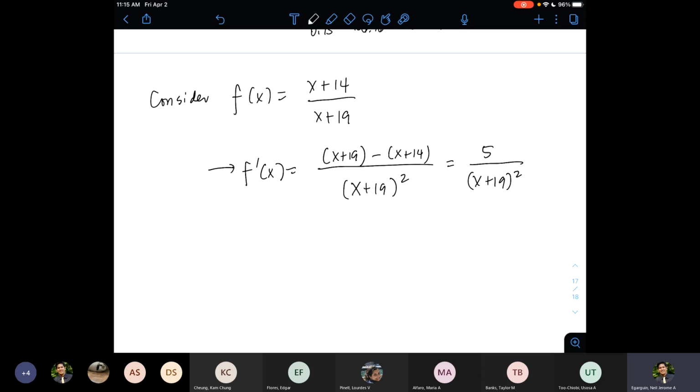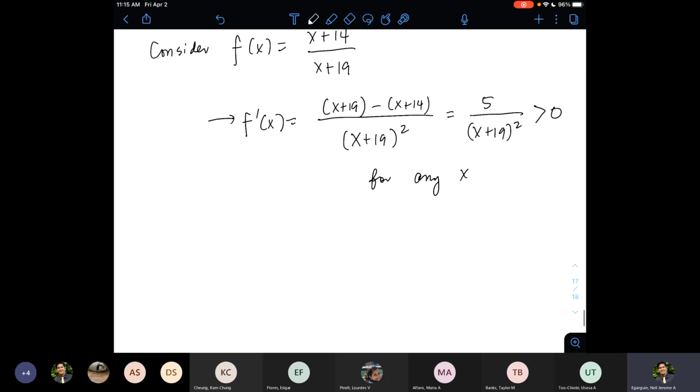And what can you say about 5 over x plus 19 quantity squared? This would be greater than 0 for any x, right? And the statement that this is positive for any x means that this is also true for any n greater than or equal to 1. Sorry, let's say for any integer x greater than or equal to 1.